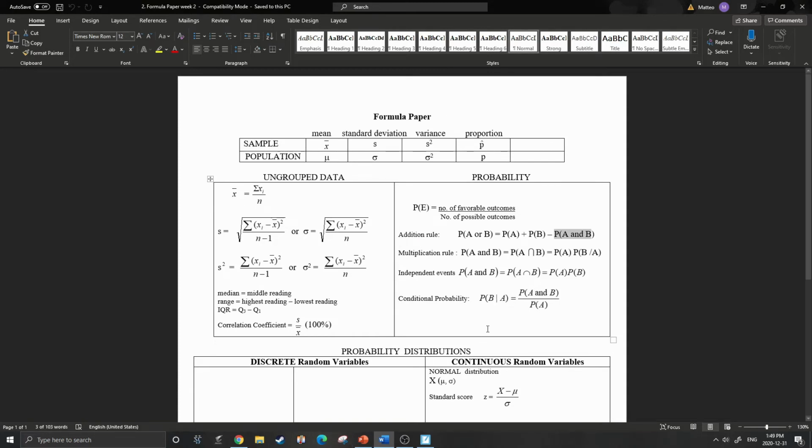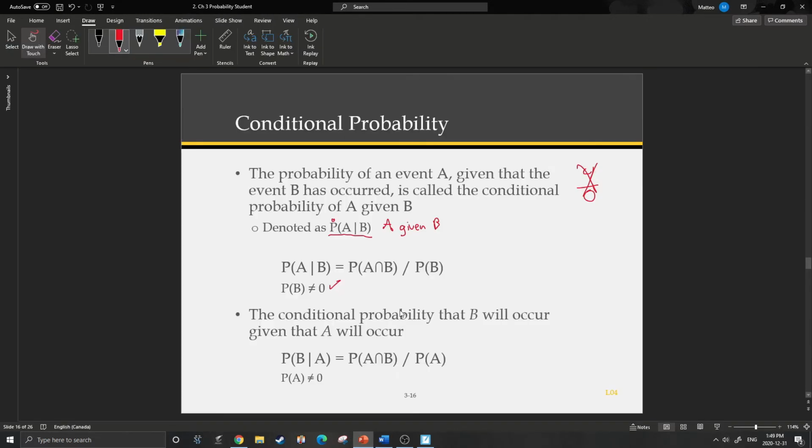But the important thing is, do you know what goes in the denominator and what goes in the numerator? That was my whole point. If it's A given B, in the numerator you always have probability of A and B. What goes in the bottom is whatever is after the given. So given B, you divide by probability of B. Given A, you divide by the probability of A. That's the important thing to remember. Very important.